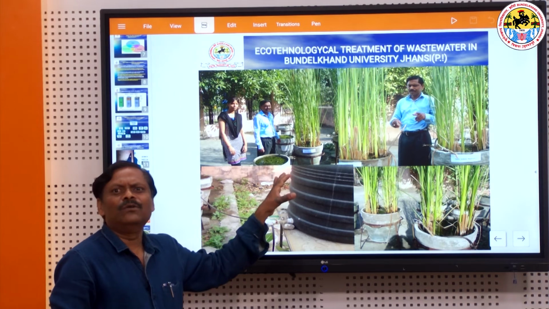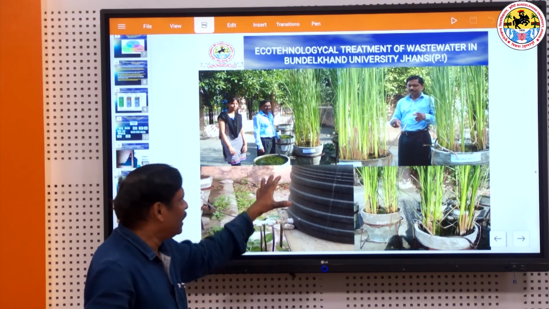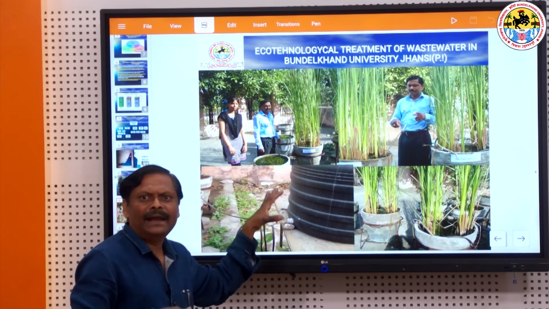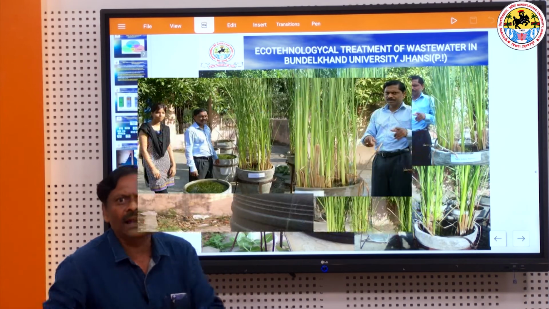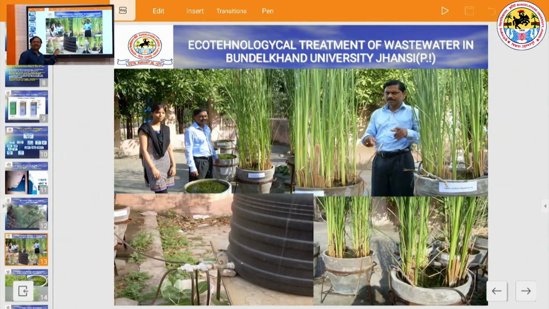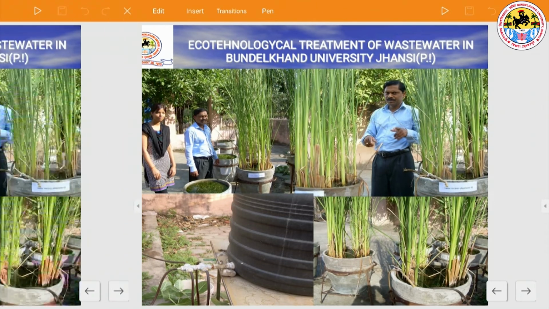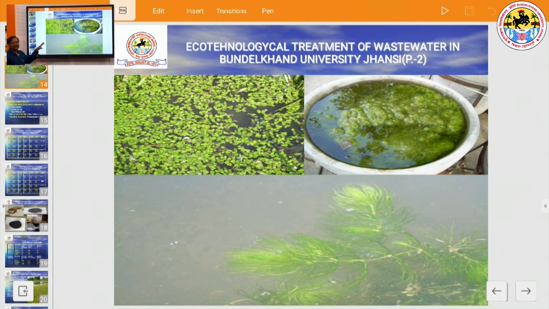Now, again you will find very interesting work. In our campus we have done this using local macrophytes. In our department, I have tried with my students, and some of the macrophytes can be used for wastewater treatment. That is called eco-technological treatment of wastewater in the Bundelkhand campus. This is the pilot study we have done, and we found very interesting and promising tools and techniques which can be useful at our local level to address our regional issue. Here you can find the eco-technological approach.